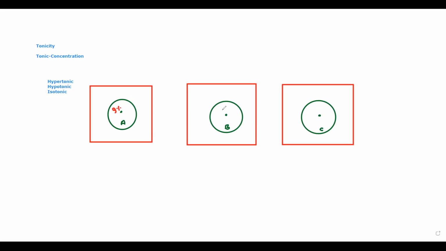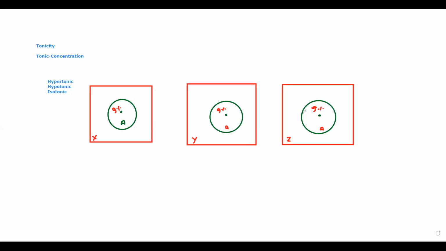Let me just make it very easy for you. Suppose the cell is the same. All the cells are type A cells, and this solution is X, this is Y, and this is Z. So cell A has the same concentration, 9%, in this also 9% concentration.